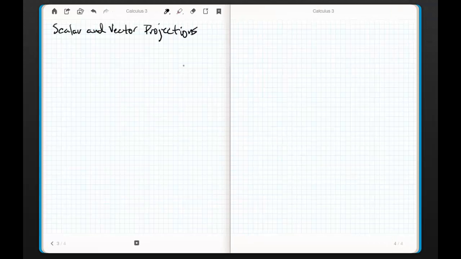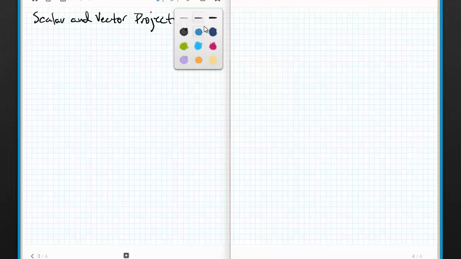Okay, there's one more thing that I want to talk about, and this is going to be really helpful for you guys in Calculus 3. If you're already in Calculus 3, then you're going to use the heck out of these, okay? It's called scalar and vector projections. I'm going to change up notation just a little bit here, just to be consistent with the Calc 3 textbook.